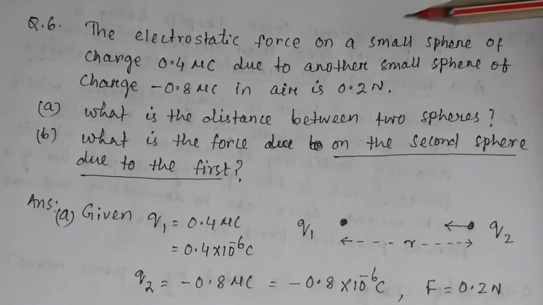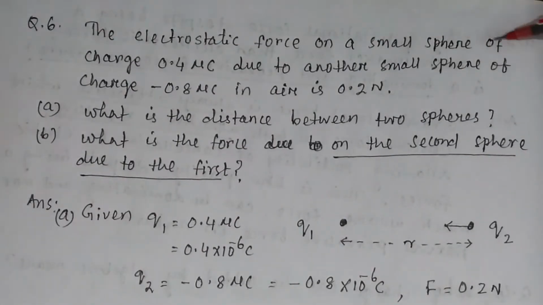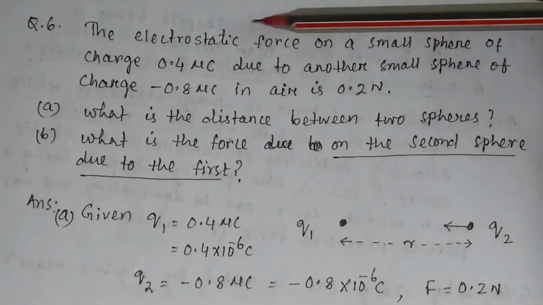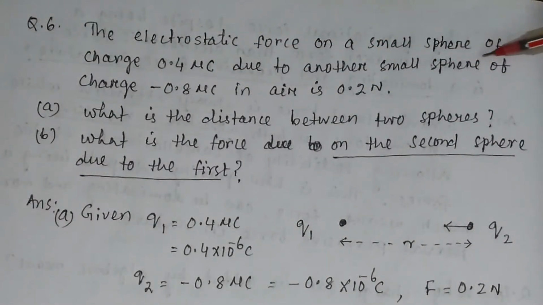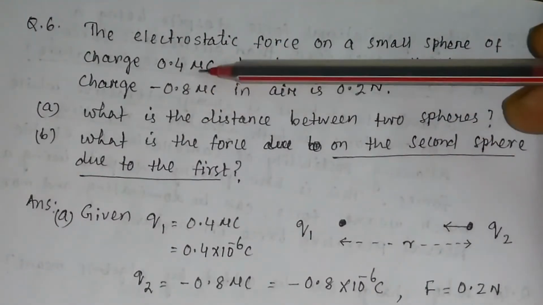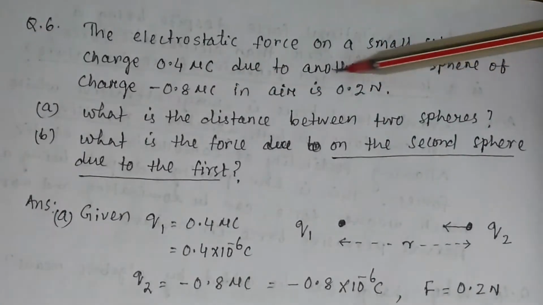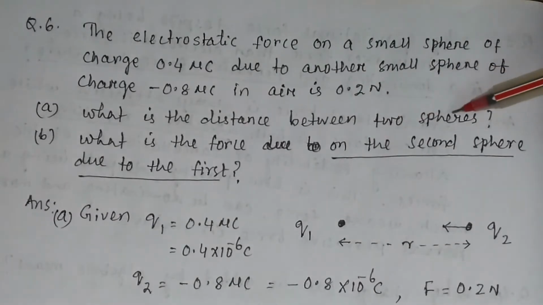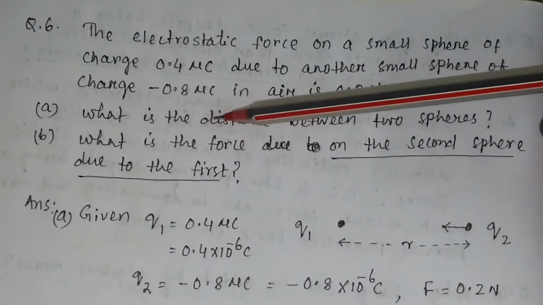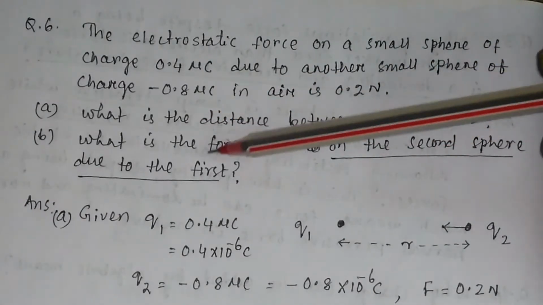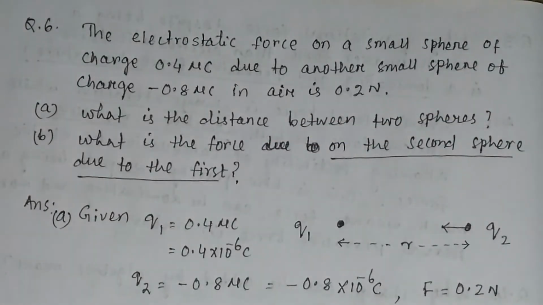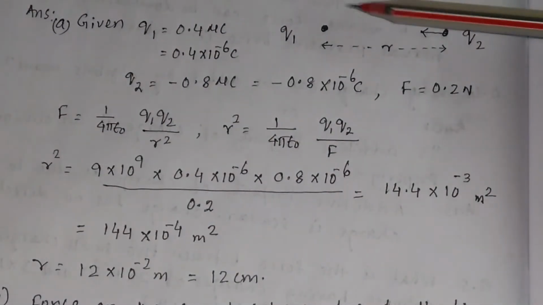Next problem: the electrostatic force on a small sphere of charge 0.4 microcoulomb due to another small sphere of charge minus 0.8 microcoulomb in air is 0.2 Newton. What is the distance between the two spheres, and what is the force on the second sphere due to the first? So this question is very simple.